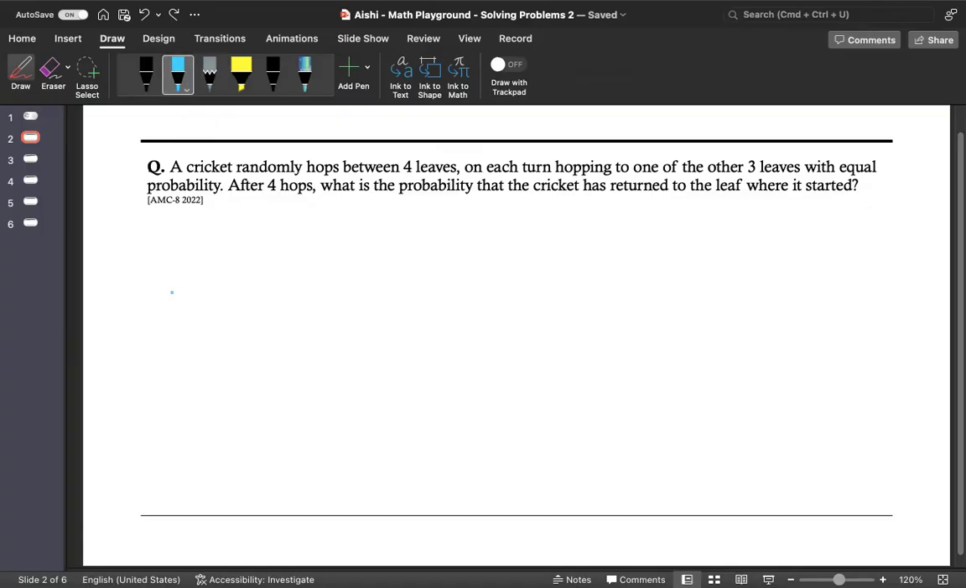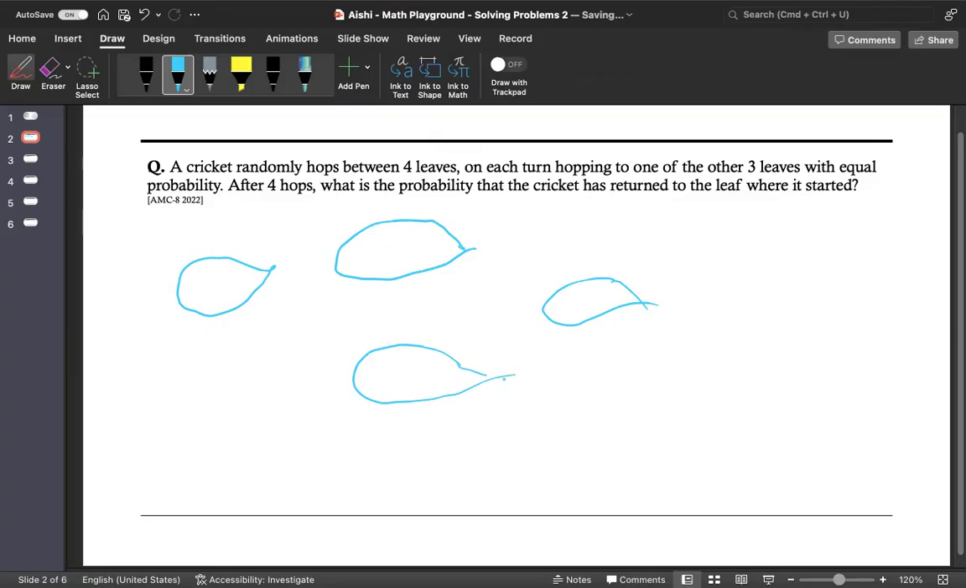Okay, so let's draw this out because I don't know if it's possible without drawing it. So here's one leaf, here's two leaves, here's the third leaf, and the fourth leaf. So if we call this S, the starting leaf, and all three of these other O, so we're just going to list down some probabilities.